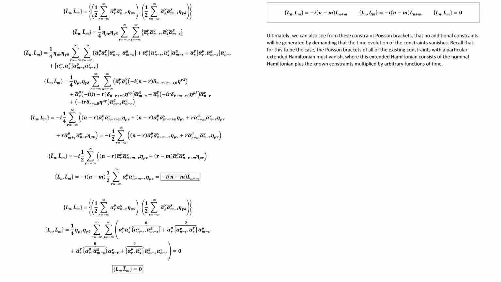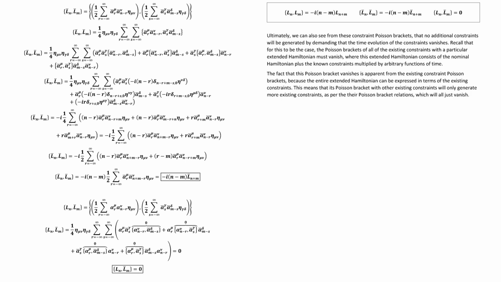Recall that for this to be the case, the Poisson brackets of all of the constraints with a particular extended Hamiltonian must vanish, where this extended Hamiltonian consists of the normal Hamiltonian plus the known constraints multiplied by arbitrary functions of time. The fact that this Poisson bracket vanishes is apparent from the existing constraint Poisson brackets because the entire extended Hamiltonian can be expressed in terms of the existing constraints. This means that its Poisson bracket with other existing constraints will only generate more existing constraints as per their Poisson bracket relations, which will all just vanish.